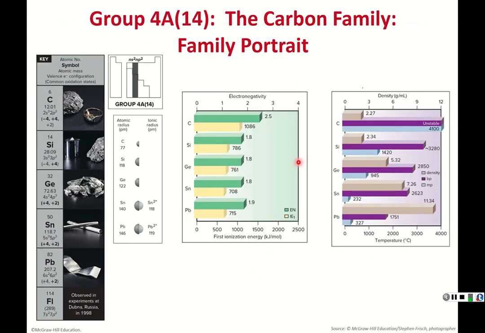Right, the family portrait for carbon, again, electronegativities go down, but it kind of flattens out, and at the end, in lead, it goes up, which again, you wouldn't expect. If you just follow the trend, it should keep going down. So these are higher than expected down here. And the ionization energies are a little bit higher than you would expect as well.